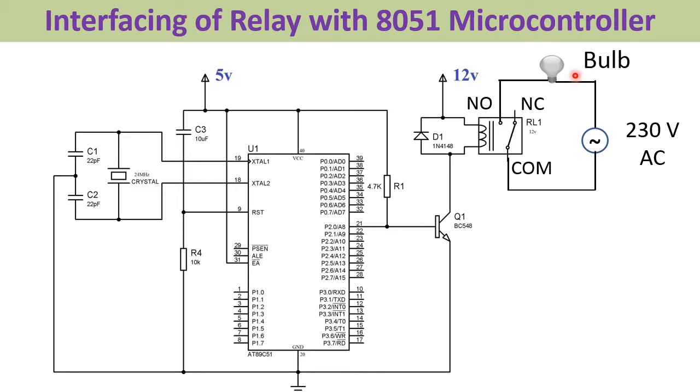The bulb along with its power supply is connected between common terminal and normally open terminal, that is between COM and NO terminal. One end of 230 volt AC supply is connected to one terminal of bulb, while other end of supply is connected to common terminal of relay. Second end of bulb is connected to NO terminal of relay. As relay is off here, common terminal is connected to NC, hence circuit is open, bulb does not get power and hence it is in off condition.